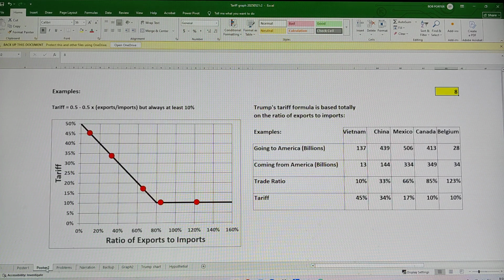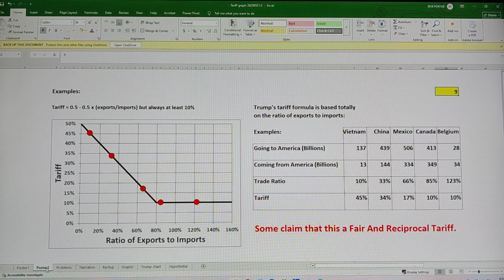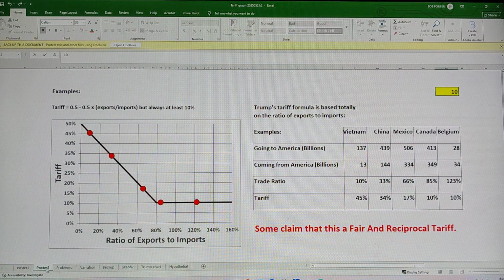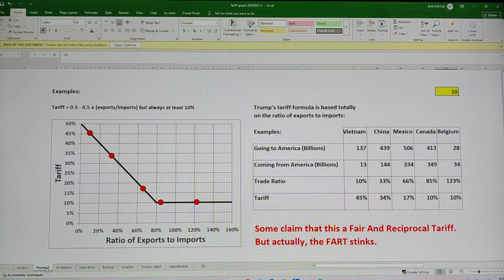So, what do we learn from all this? Are Trump's tariffs good? Well, some people believe that Trump's tariffs truly are fair and reciprocal tariffs. But wait a minute. These tariffs raise prices for poor people? No way. The F.A.R.T stinks.